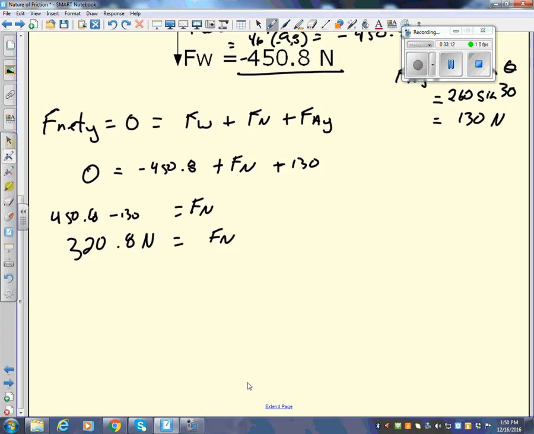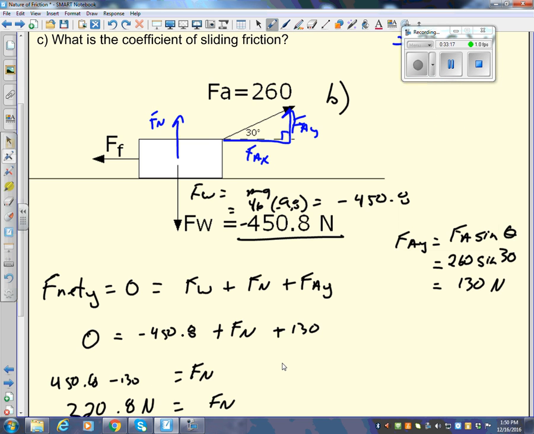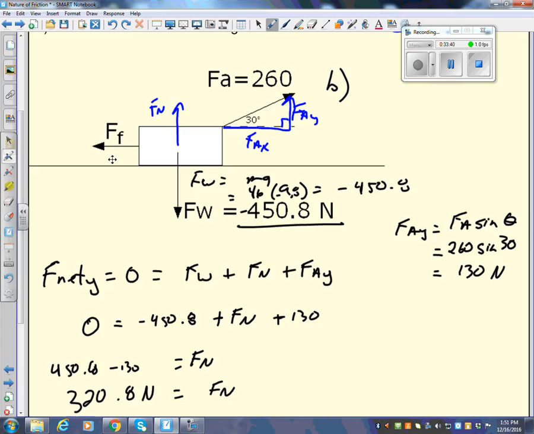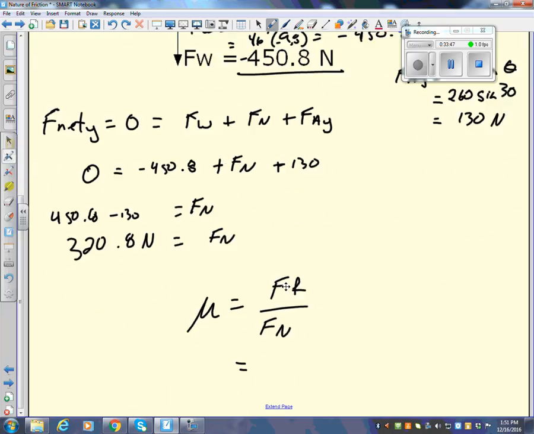And by lifting up, you reduce the friction. Am I done? I'm afraid not. One more part, right? What is the coefficient of sliding friction? So we are solving for the mu. Mu equals FF over Fn. We're solving for mu. So our FF is, oh, hang on. I don't know the FF yet. It is equal to FAX. Now, did you write this down already?